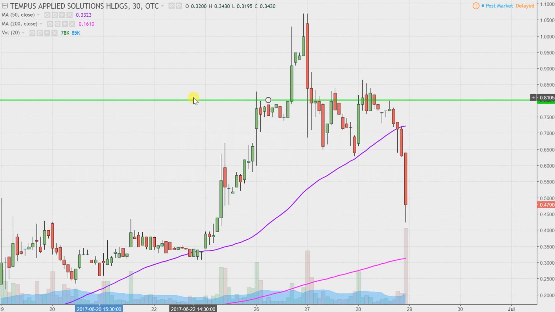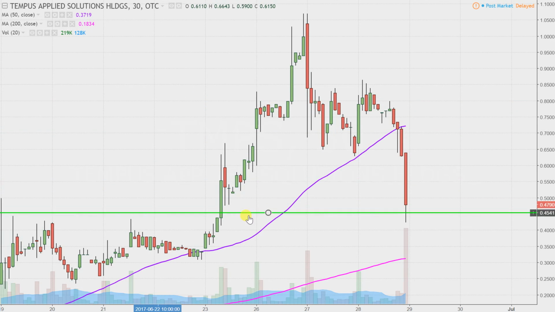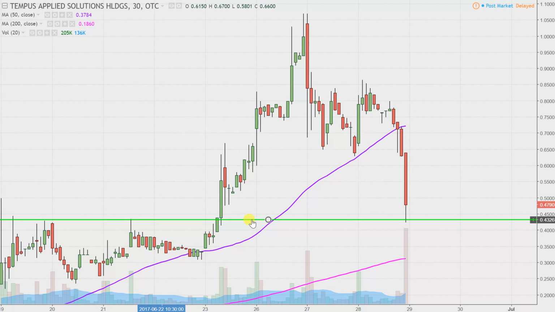What about next potential areas of support? For that, we have to come down here to this previous breakout point, at, what was that? Oh, that's pretty much right where it bounced off today, about 43.5 cents. Let's just call it 44. Let's call it 43 cents. Plenty of wiggle room. And this comes from the foundational principle in charting: when levels of resistance are broken and closed above, you want to see them act as support.